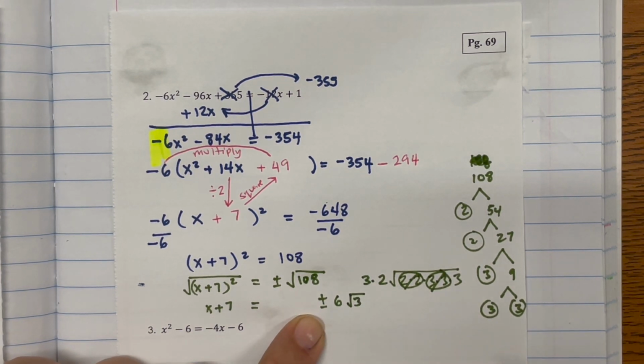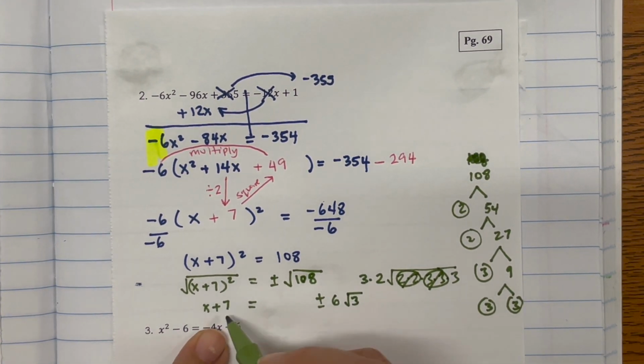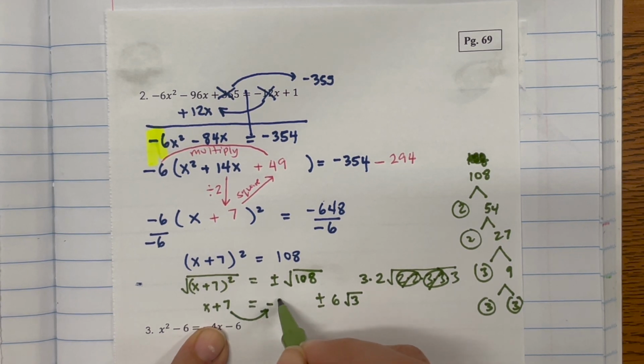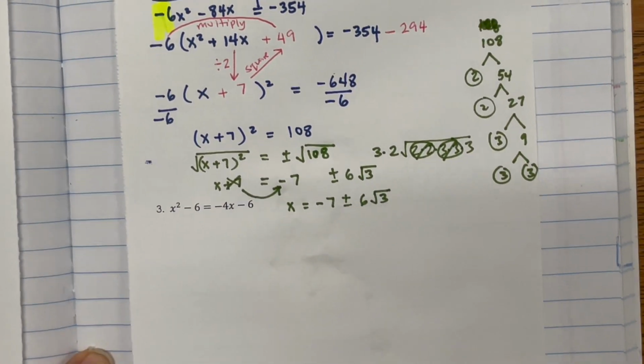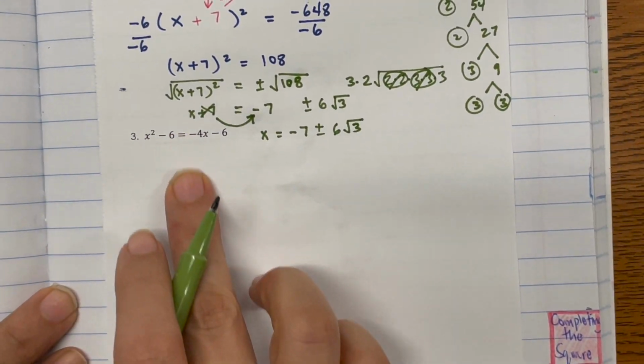So that's simplified. All right, now isolate the x. So we're going to take positive 7 to the other side. It's going to be negative 7. That goes away. So x is equal to negative 7 plus or minus 6 radical 3. And if they want you to round, you can put it in the calculator. If not, that's how you put it exactly. So go ahead and solve the equation you worked on. Let's practice.